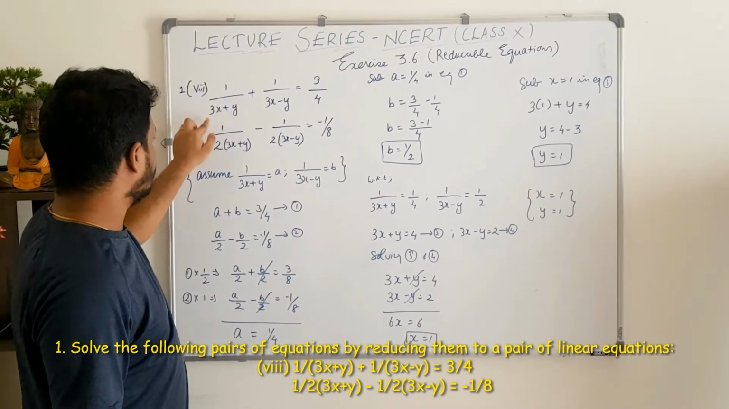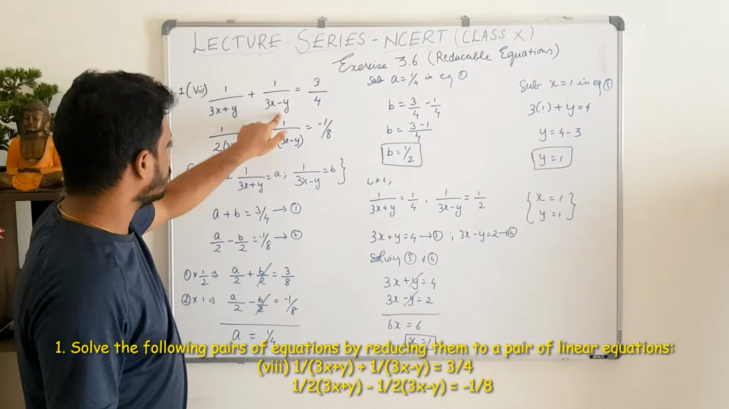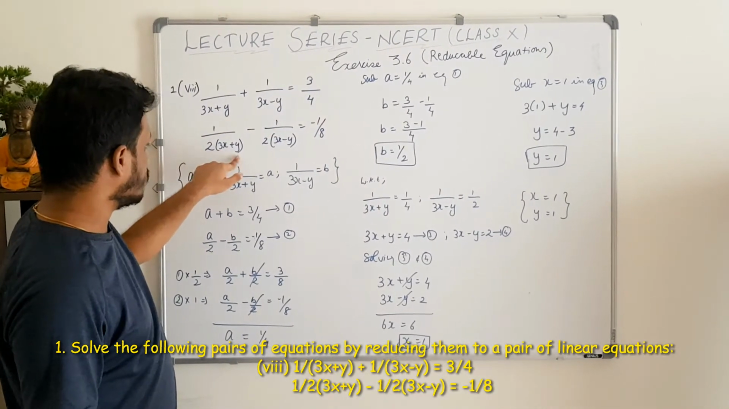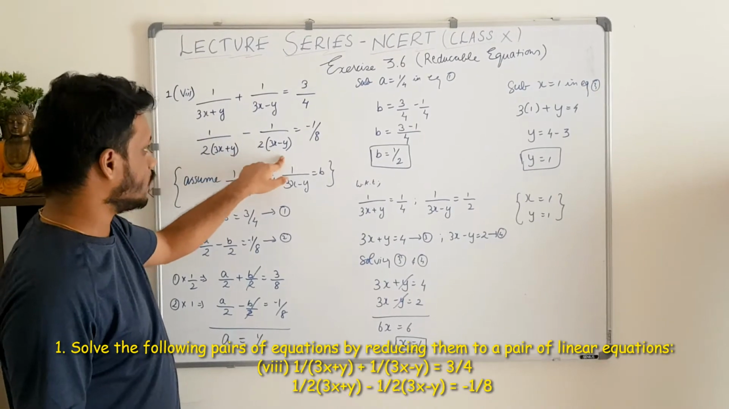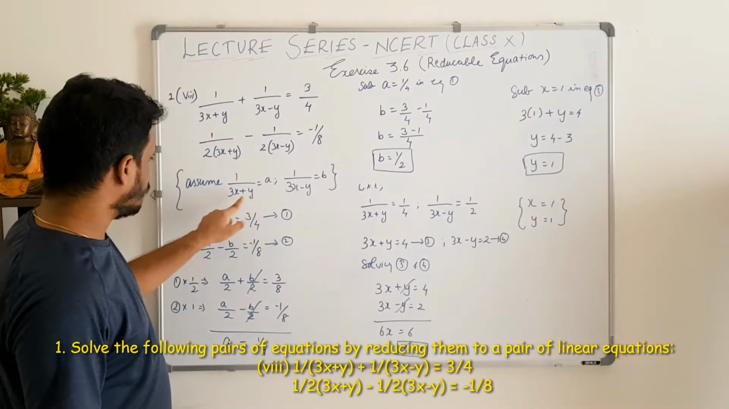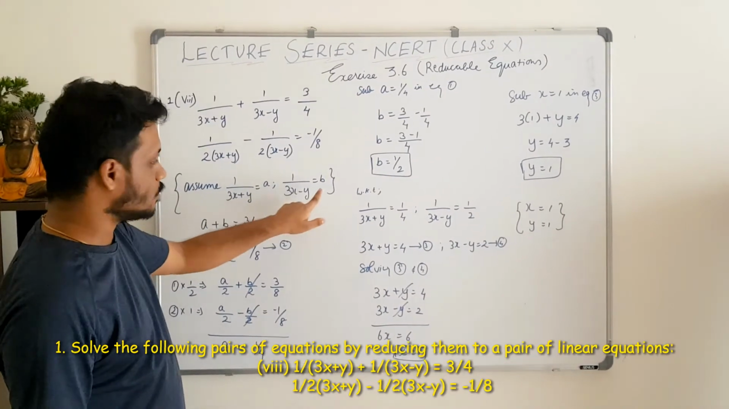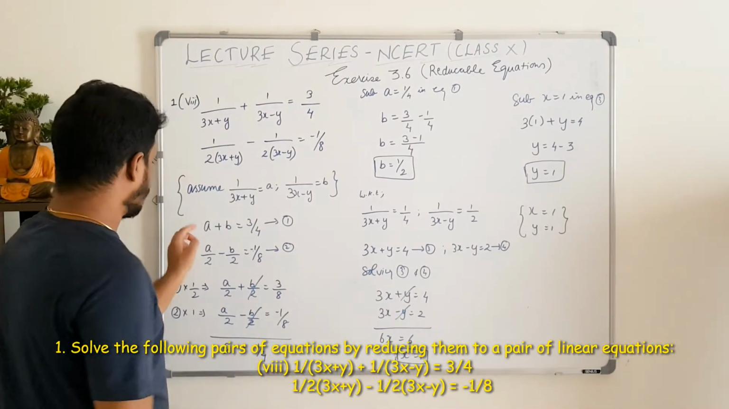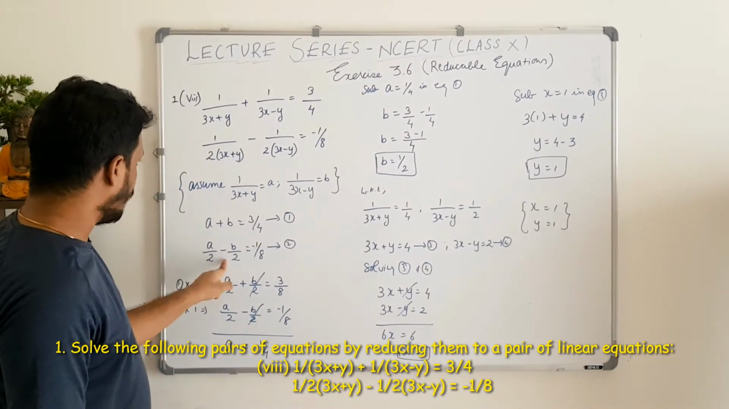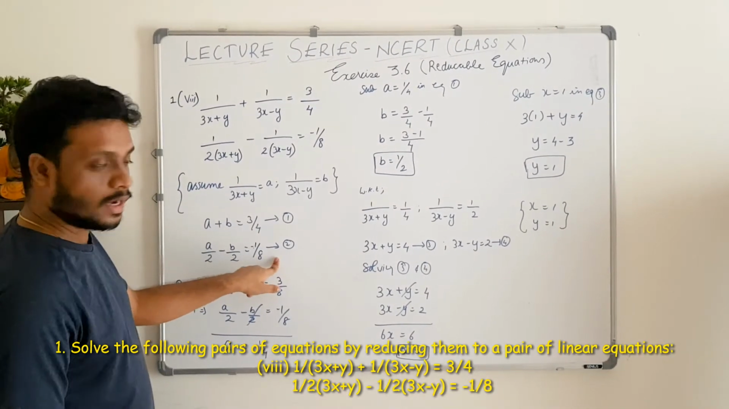The question is 1 by 3x plus y plus 1 by 3x minus y equal to 3 by 4. And the second equation is 1 by 2 times 3x plus y minus 1 by 2 times 3x minus y equal to minus 1 by 8. So here the assumption would be 1 by 3x plus y is a and 1 by 3x minus y would be b. So the equations will change to a plus b is equal to 3 by 4, and here it will be a by 2 minus b by 2 is equal to minus 1 by 8, which is my second equation.